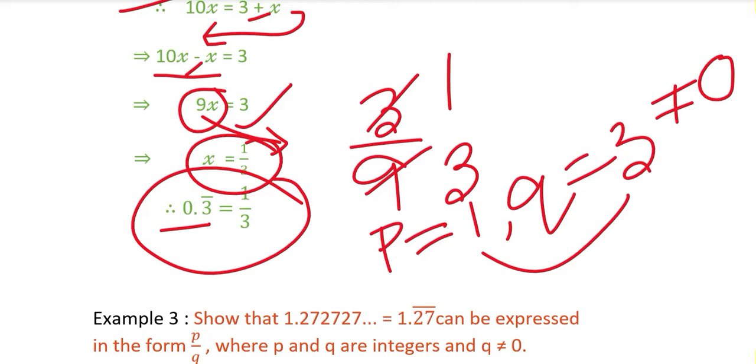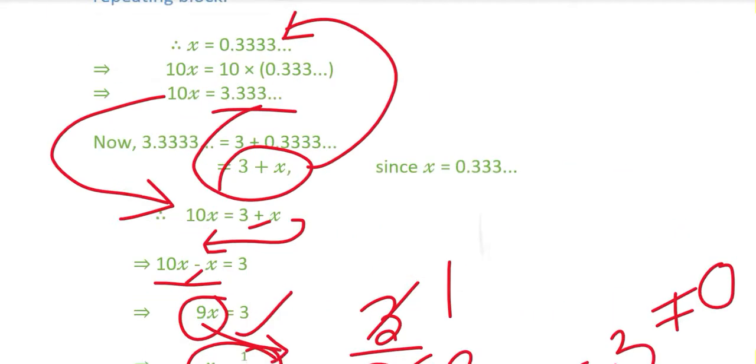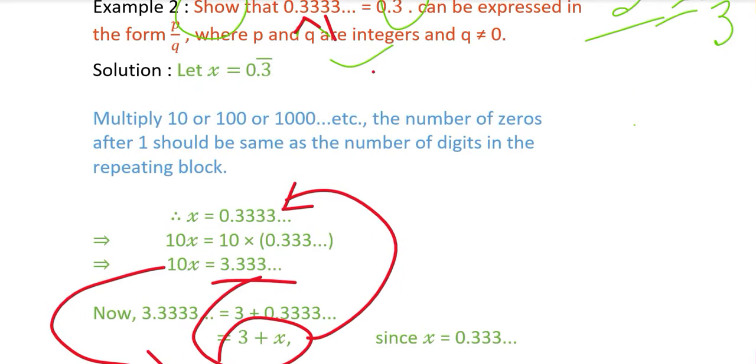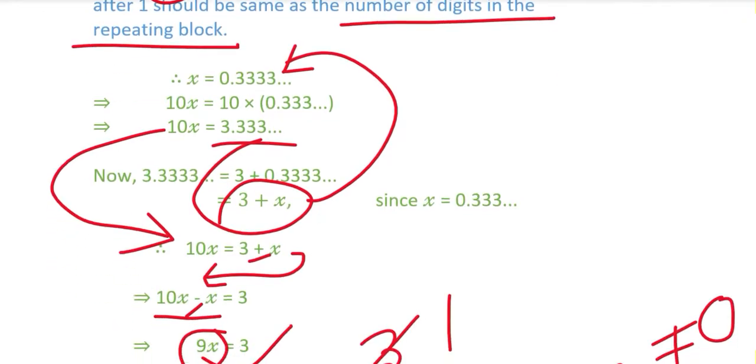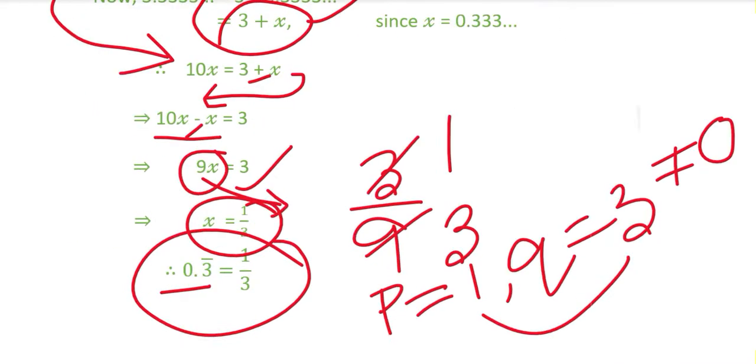The important step was which number we need to multiply, 10 or 100 or 1000, and that depends on the number of digits in the repeating block. Here the repeating block is 3 bar, so only one digit is getting repeated, hence we multiply by 10. That was the important part, and the rest of the things are just common algebra.